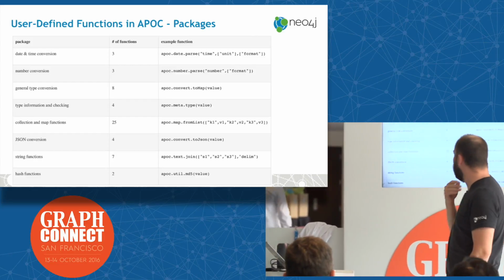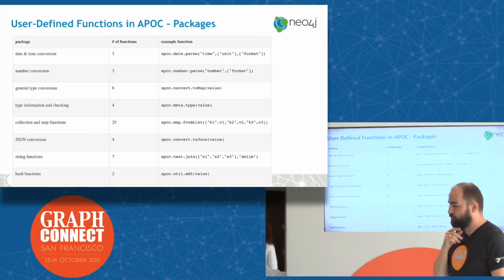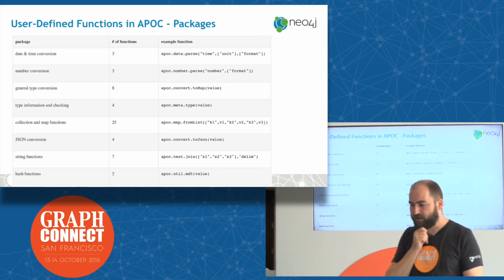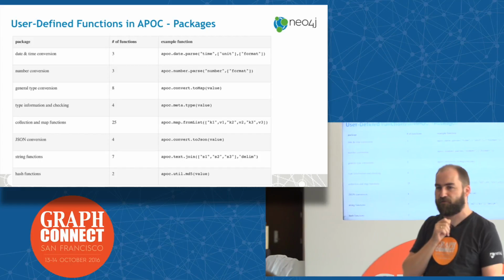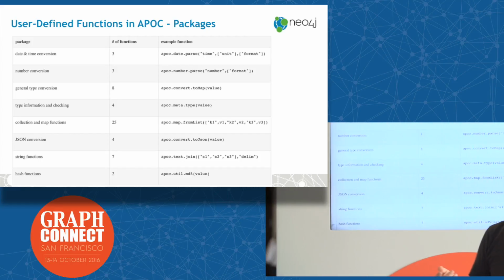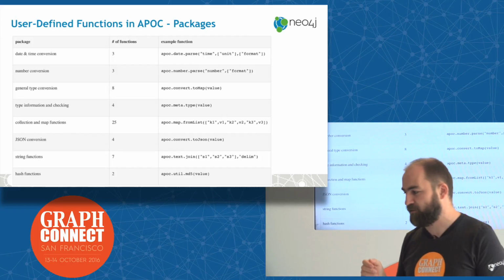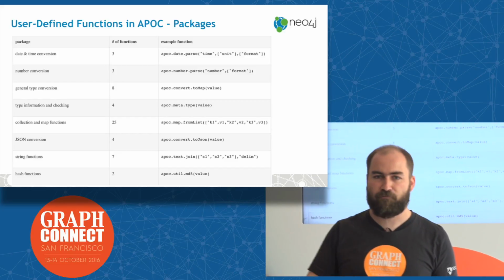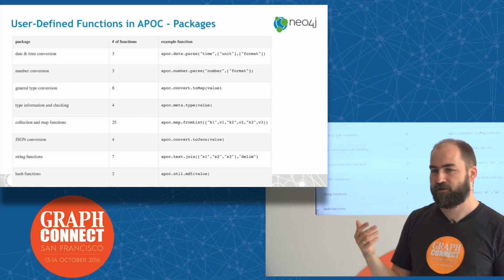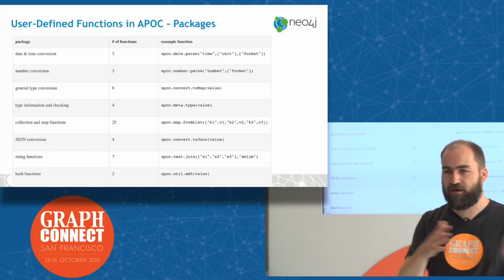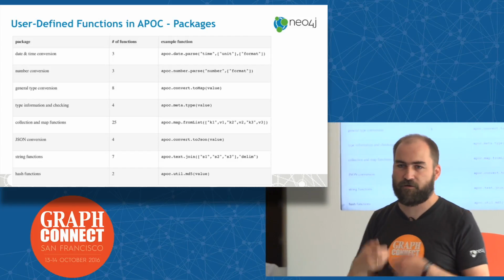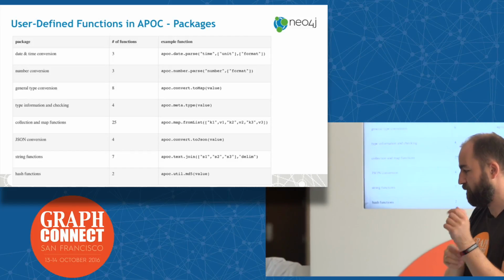Collection functions are actually the biggest part of this, because there's quite a lot of cool stuff that you can do with collections which is not built into Cypher yet. I'll show some demos of that, but for instance, creating maps from lists, merging maps, stuff like that, or zipping two lists into pairs to compare values later on, and so on. So there's a lot of stuff that you can do there.